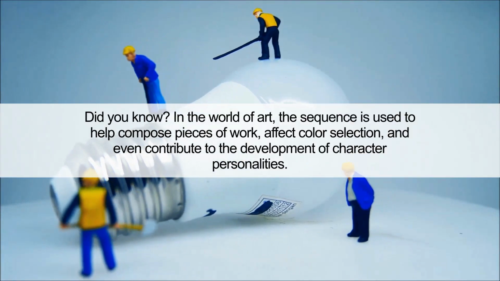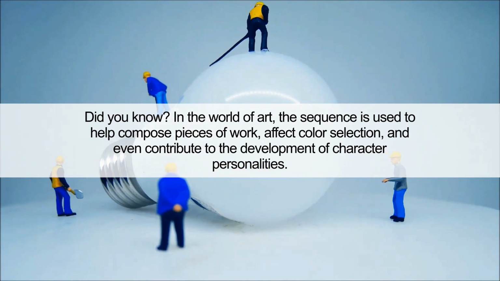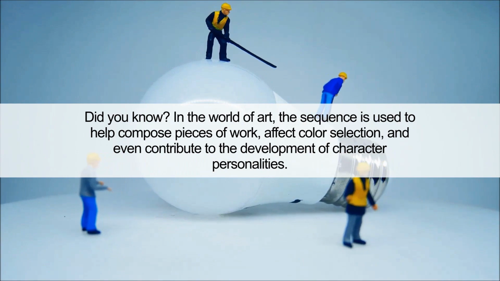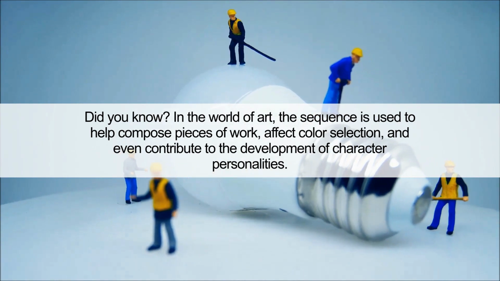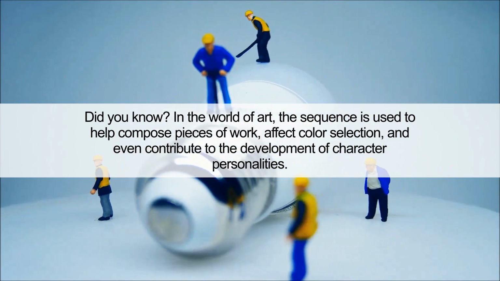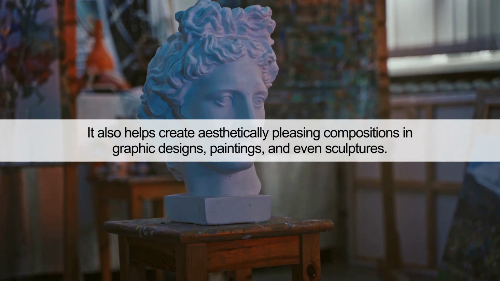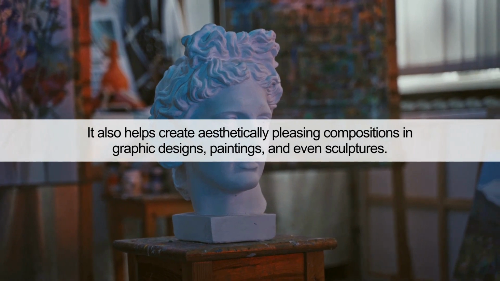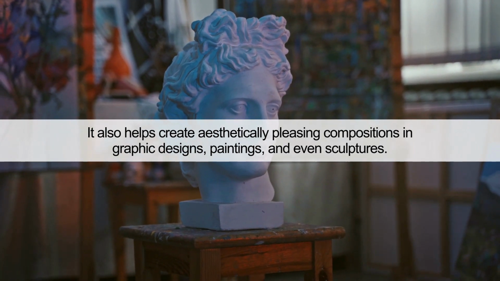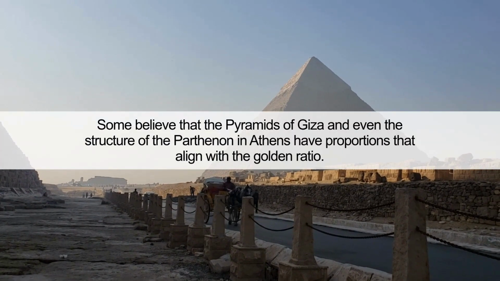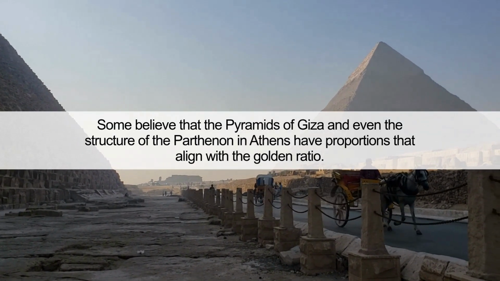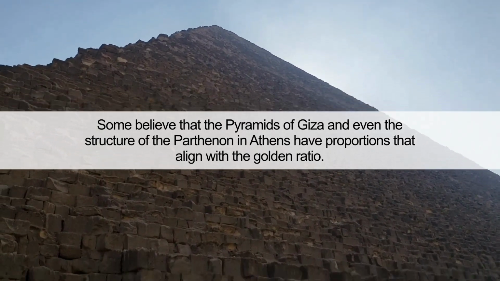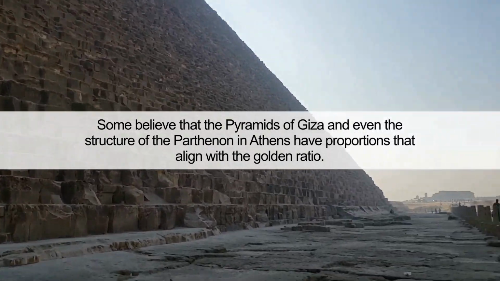Did you know? In the world of art, the sequence is used to help compose pieces of work, affect color selection, and even contribute to the development of character personalities. It also helps create aesthetically pleasing compositions in graphic designs, paintings, and even sculptures. Some believe that the pyramids of Giza and even the structure of the Parthenon in Athens have proportions that align with the golden ratio.